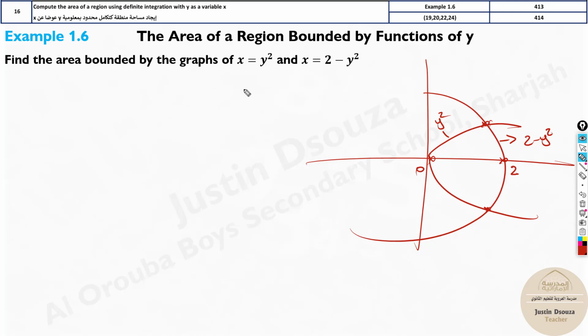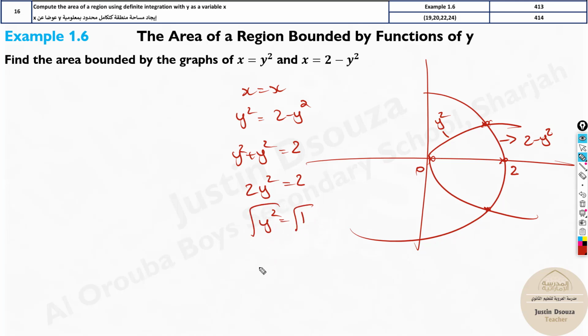Graphing is done. So now make x equal to x, that is y squared is equal to 2 minus y squared. Bring it inside, it will be y squared plus y squared is equal to 2, or 2y squared is equal to 2. Divide both sides by 2, you're going to get y squared as 1. You can solve it using the modulus form, but it's so simple that y squared equals 1 means take the square root on both sides. y is equal to plus or minus 1. This is the answer. So the limits are a equal to minus 1, b equal to plus 1.